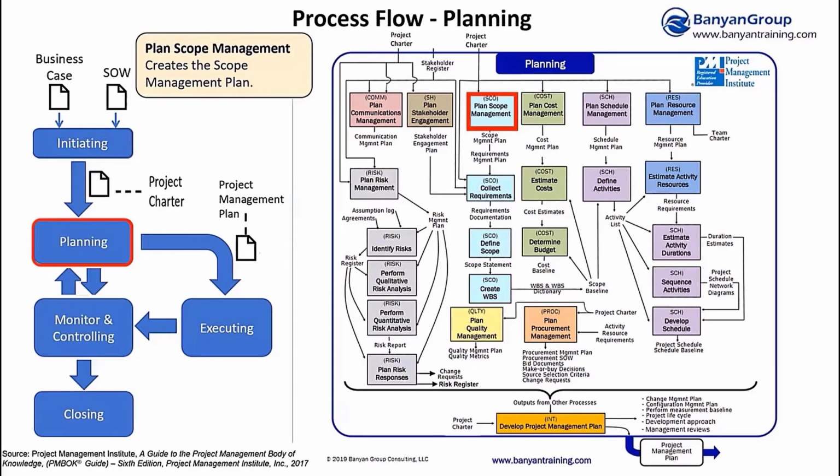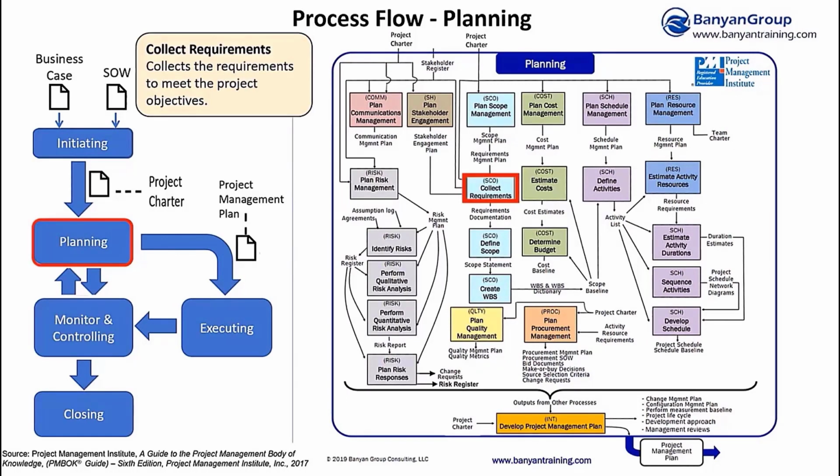So most of these knowledge areas will start with a process that develops a component of the project management plan, and scope is where we'll begin. You can see this first process, plan scope management, creates the scope management plan. And that scope management plan basically guides you through the rest of the scope management processes. It guides you through collecting the requirements, right?